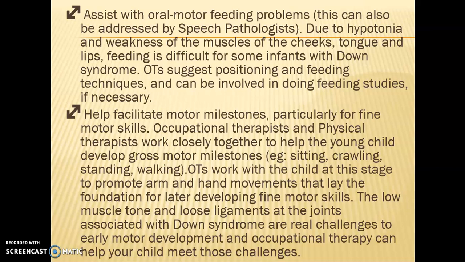Occupational therapists and physical therapists work closely together to help the young child develop gross motor milestones, for example sitting, crawling, standing, walking. And the occupational therapists work with the child at this stage to promote the arm and hand movements that lay the foundation for later developing fine motor skills. The low muscle tone and loose ligaments at the joints associated with Down syndrome are real challenges to early motor development, and occupational therapy can help your child meet those challenges.